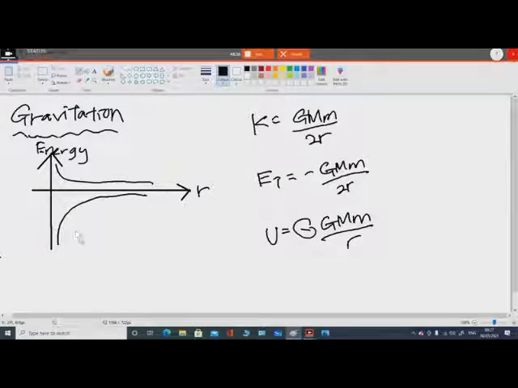Okay, let me label it. This one will be our U, and this one finally will be our total energy. So this is how we represent these three energies in terms of graph. Okay, so we have done with energy. Let's move to the next part.